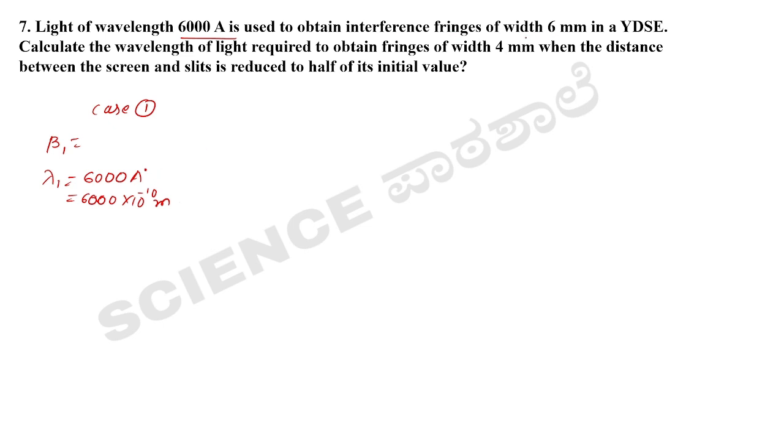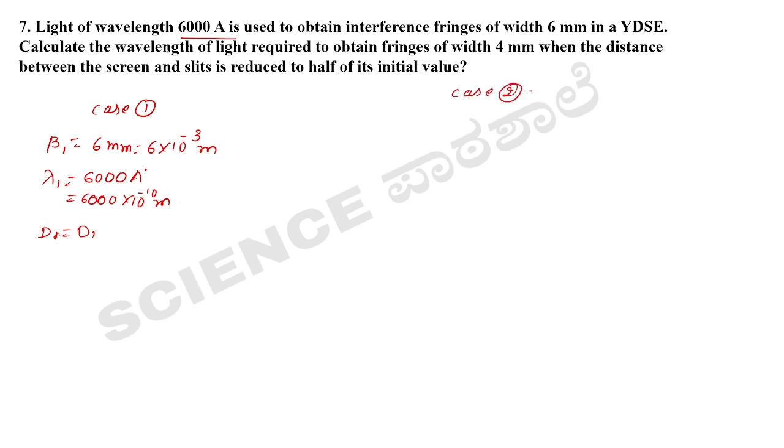Fringe width is equal to how much? 6 mm, which is 6 into 10 raised to minus 3 meter. Here we don't know small d, and capital D is equal to D1. Okay. Now, case 2.